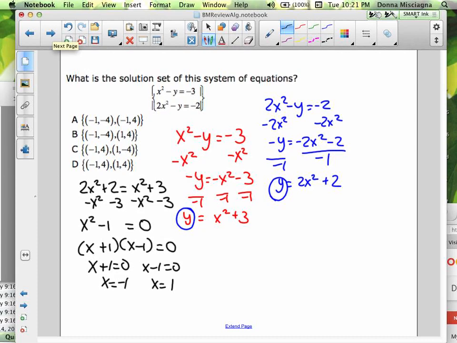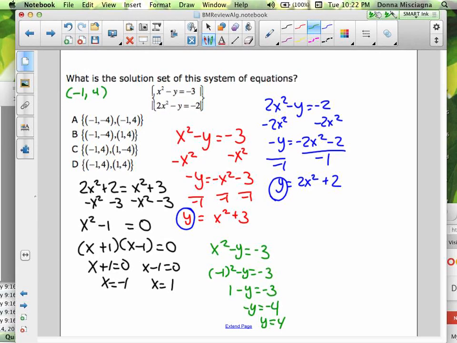We do have to plug it back into one of the equations. It doesn't matter which one. I think I'll take the first one. So it's x squared minus y equals negative 3. Negative 1 squared is a positive 1, minus y equals negative 3. Subtract 1 from both sides. Negative y equals negative 4. And so y equals 4 is one solution. So one of our solutions, I'll just put it over here, is (negative 1, 4).